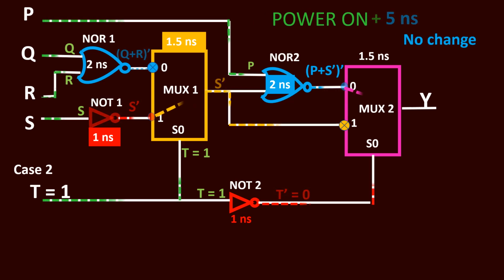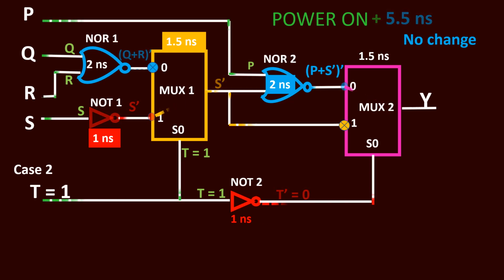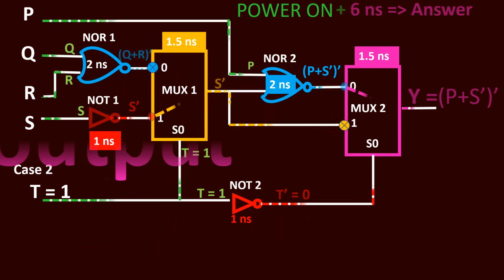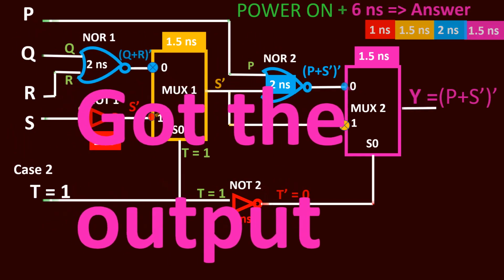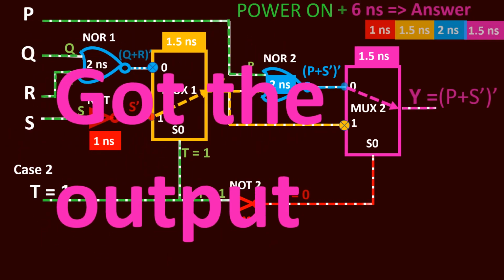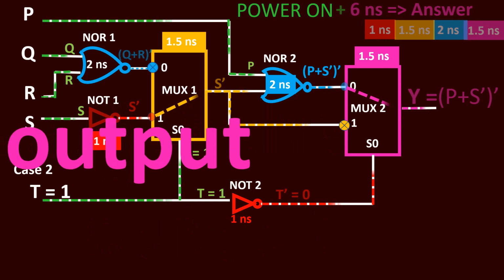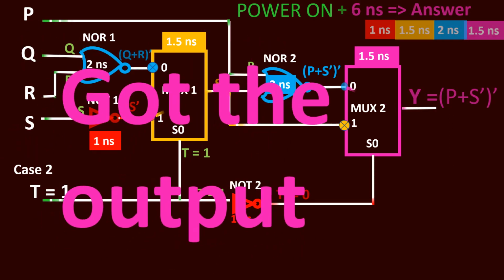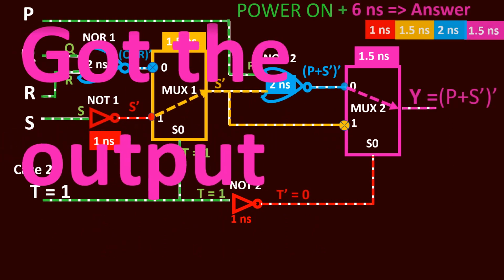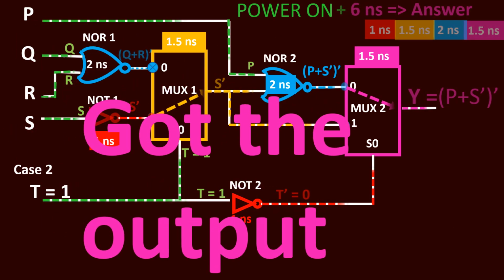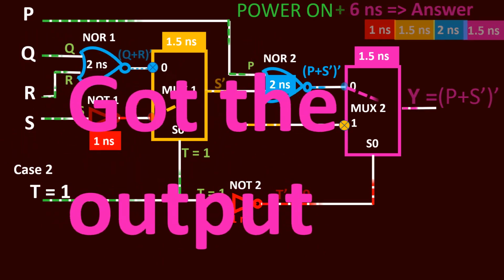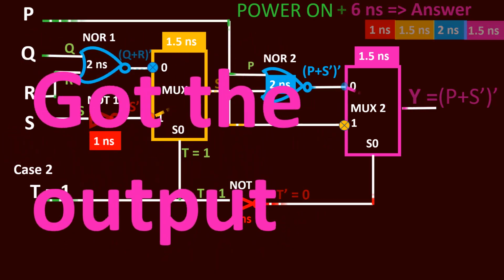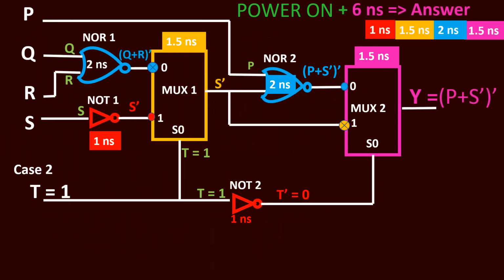So 5 nanosecond no change, then 5.5 nanosecond no change, still it is being processed and forwarded. By 6 nanosecond it reaches the output, so you get the output as P plus S dash the whole dash. It is nothing but the data available at the input side. The same data is forwarded. Okay, so it takes 6 nanoseconds. So for case 1, when t equal to 0, it took 5 nanosecond, and when it is case 2, that is t equal to 1, it takes 6 nanosecond to reach the output. Okay, so the maximum propagation delay is 6 nanosecond. Okay, thank you.